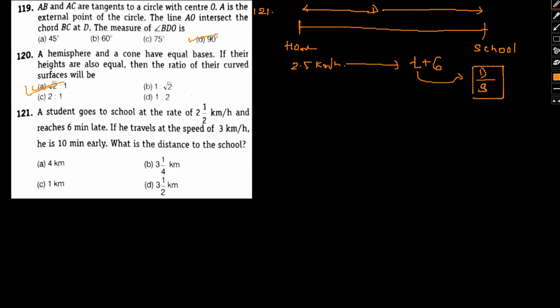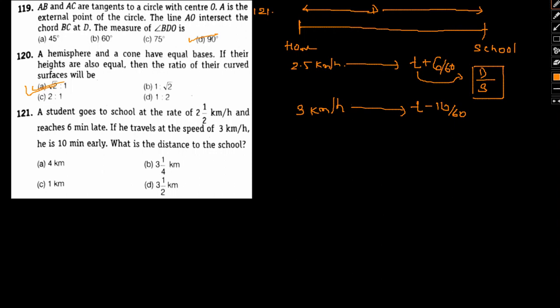And again if he travels at 3 km per hour, he reaches 10 minutes early, that is t minus 10. Okay, so 6 by 60, I'm going to be doing 10 by 60. I'm representing this entire thing in terms of hour. Okay, so this is the entire scenario.